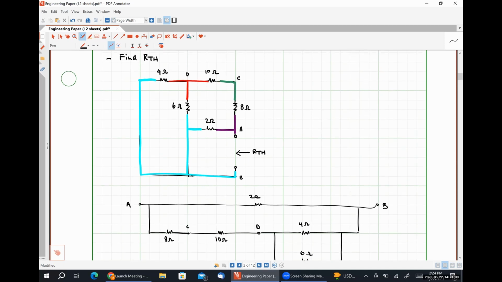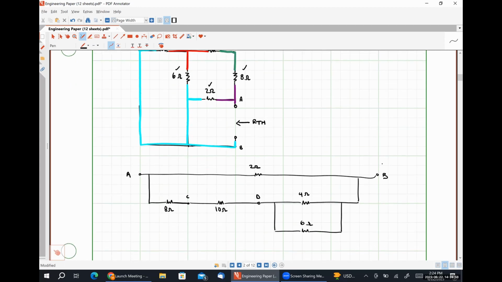So I'm just going to double check these things really quickly. So directly between nodes A and B, I have the 2 ohms, which is this guy right here. So that makes sense. Between A and C, I have the 8 ohm resistor. So that one checks out. Between C and D, I have the 10 ohm resistor. So this guy checks out. And then between D and B, I have 4 here or 6 here. So I believe this is the network that we can use to find this equivalent resistance.